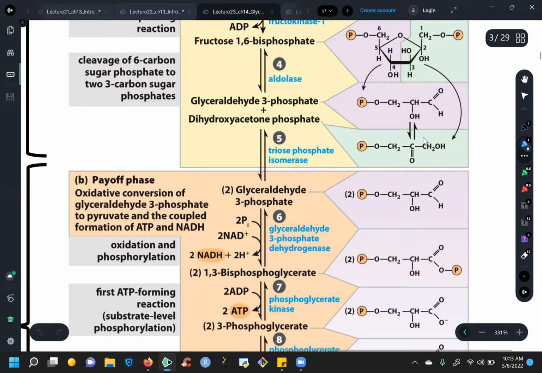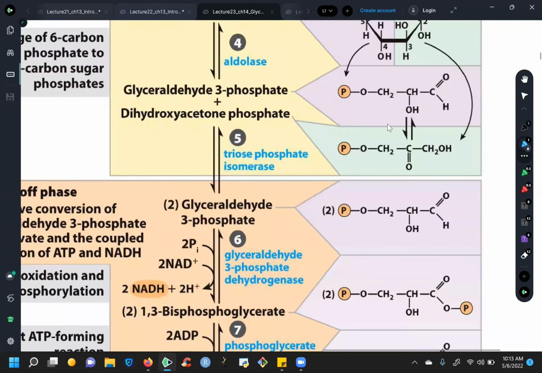So these molecules are really similar to each other, but we can only use glyceraldehyde 3-phosphate moving forward. So here we have our aldehyde, we have our CH with an alcohol, CH2, the oxygen, and the phosphate. So that's glyceraldehyde 3-phosphate. And for step number 5, we use triose phosphate isomerase.